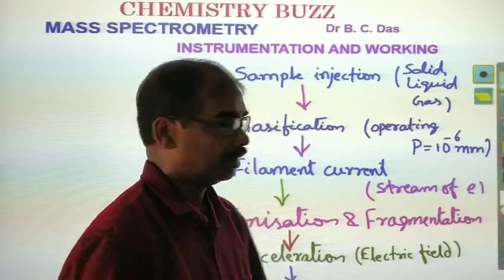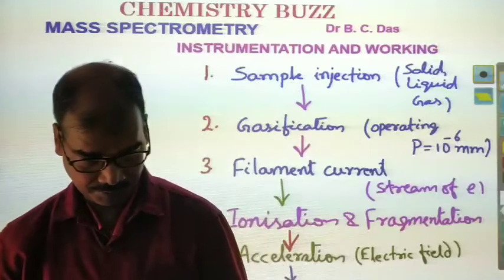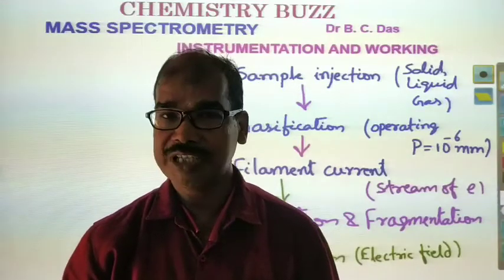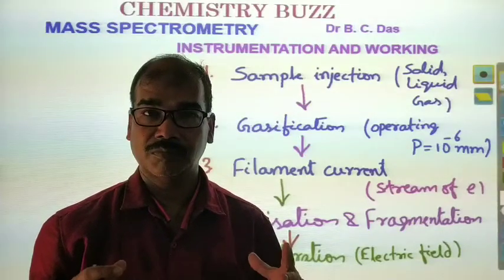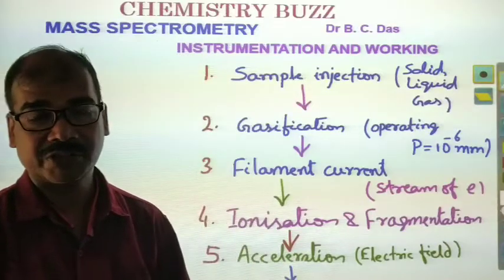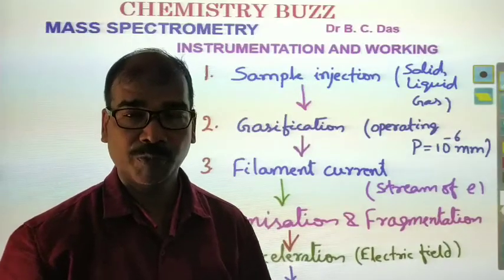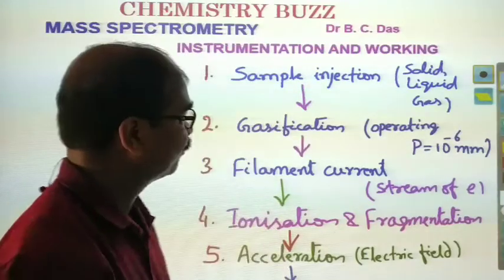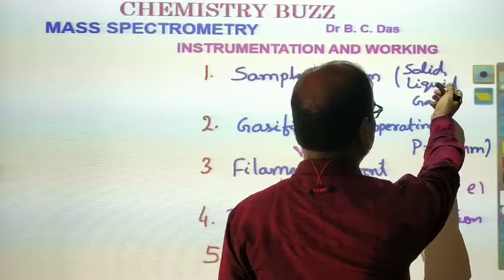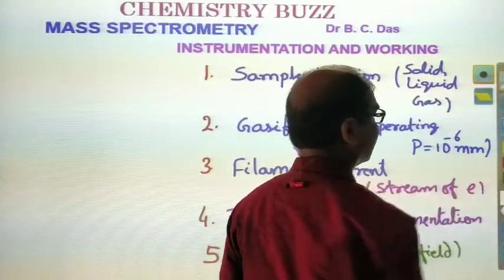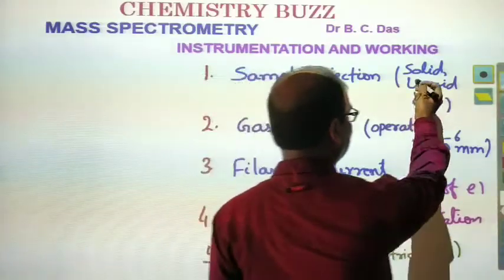Today I will discuss the instrumentation and working of the mass spectrometer. We have already studied the fundamentals and the principle of mass analysis in the mass spectrometer. Today we will complete the instrumentation and working. In a mass spectrometer, we can study solids, liquids, and gases. We can determine the molecular mass accurately.